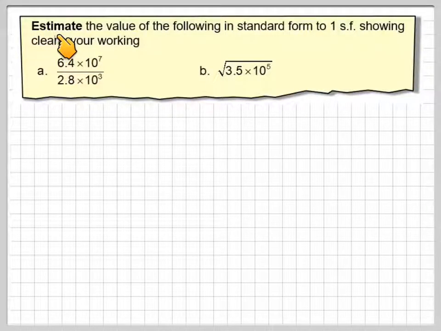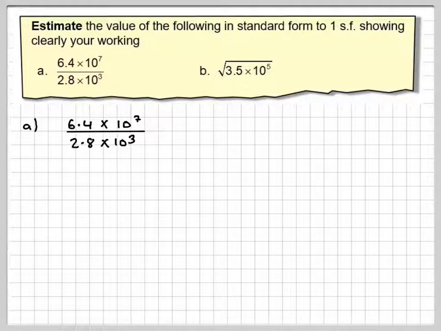Right, this question says, estimate the value of the following in standard form to one significant figure, showing clearly your working. So we've got A, 6.4 times 10 to the 7 divided by 2.8 times 10 cubed, and B, the square root of 3.5 times 10 to the 5. So we've got 6.4 times 10 to the 7 divided by 2.8 times 10 to the 3.